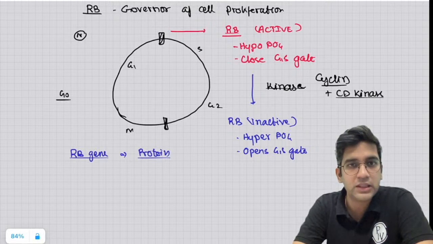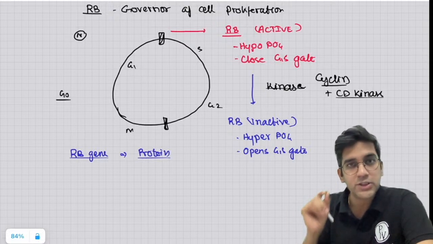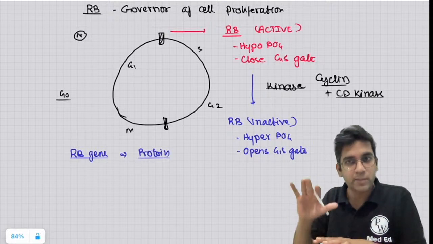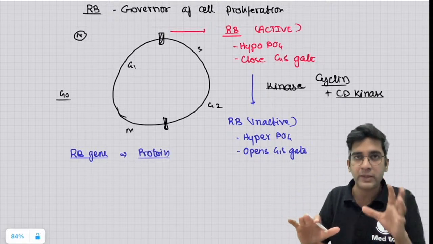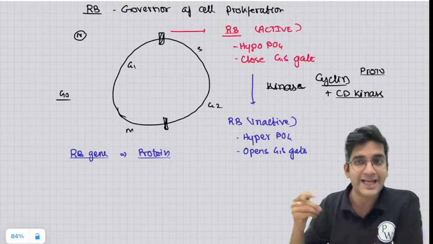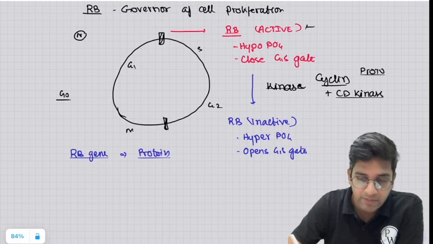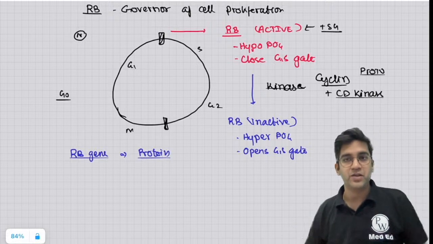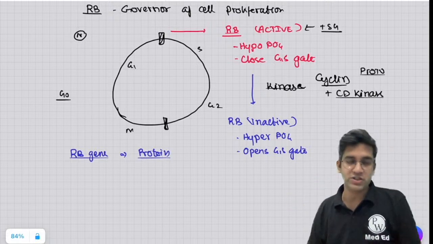It will support cell division, right? So it's a proto-oncogene. Perfect. And retinoblastoma is a tumor suppressor gene. Like we read before, a proto-oncogene will always be combined with a tumor suppressor gene. This is a proto-oncogene because it activates and supports cell division, and RB is a tumor suppressor gene, right? Perfect medicos. So one is a proto-oncogene, one is a tumor suppressor gene, fine.